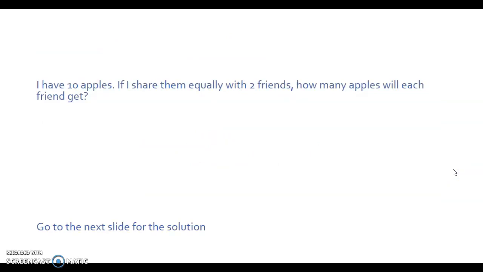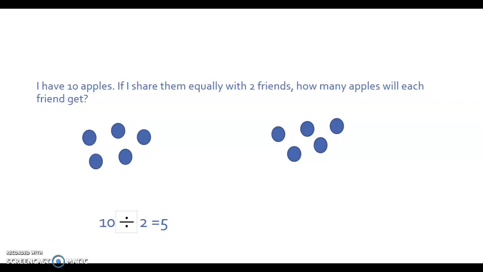And now we just have a series of problems that we're going to work through. Again, this one, I have 10 apples. If I share them equally with 2 friends, how many apples will each friend get? Pause your video here. Work out your problem. You want to draw this out. And here you can check your work.